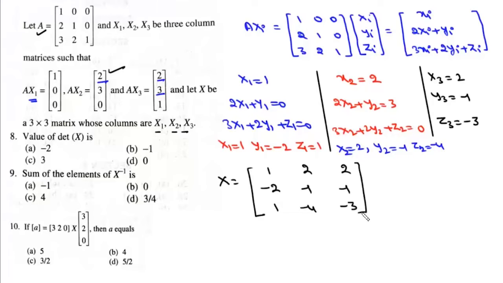Now the first question is we need to find determinant of x. Now for determinant of x, if we subtract this second column from this third column, we'll get this as 0, 0, 1. So if we expand it about this third column, then it'll be minus 1 plus 4, which is 3. So value of this determinant is 3, and that's your option C.